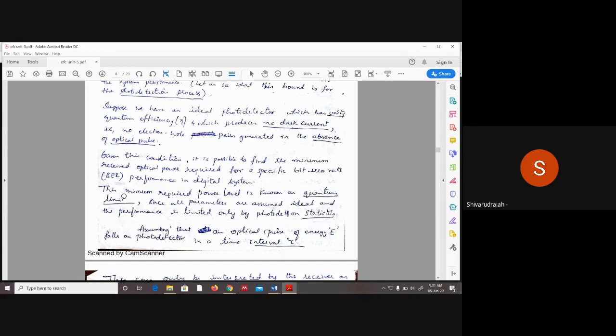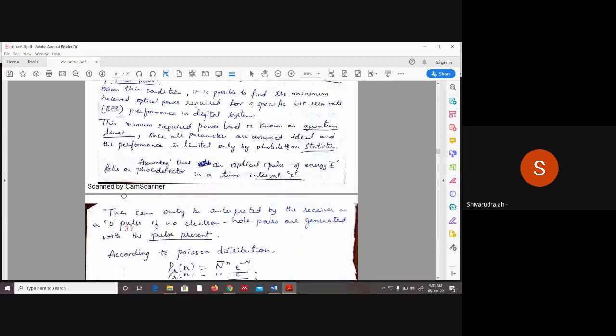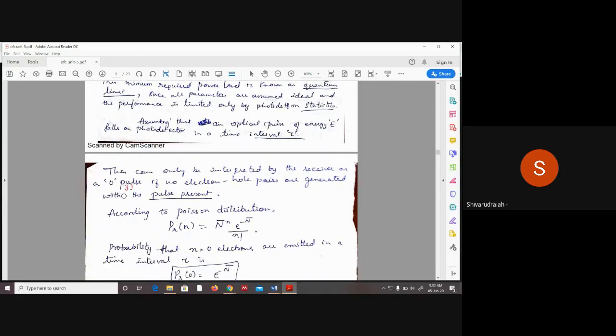The minimum required power level is known as quantum limit, since all parameters are assumed ideal and the performance is limited only by the photodiode statistics. Let us consider the same expression we have defined, the probability of electron hole pairs being generated using Poisson distribution. PR of n is equal to N bar to the power of n, exponential of minus N bar, divided by n factorial. Capital N bar is the average number of electron hole pairs, and small n is the actual number of electron hole pairs.